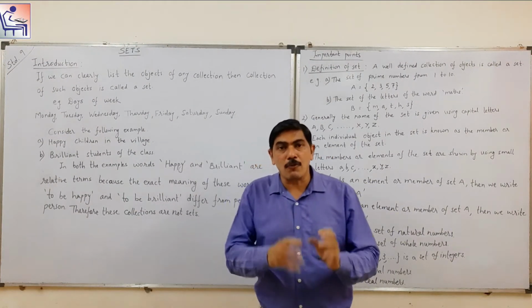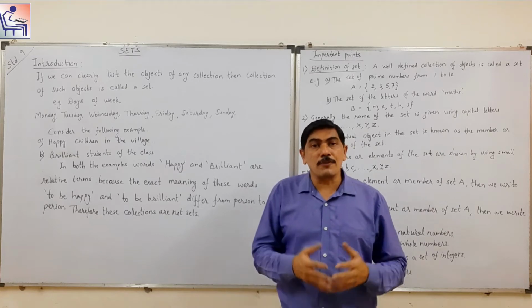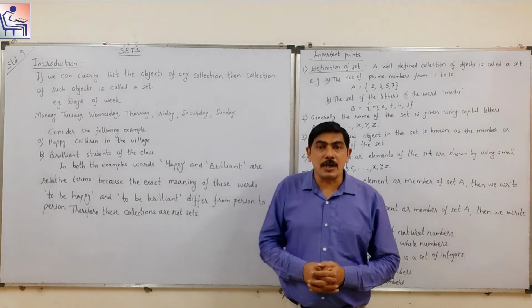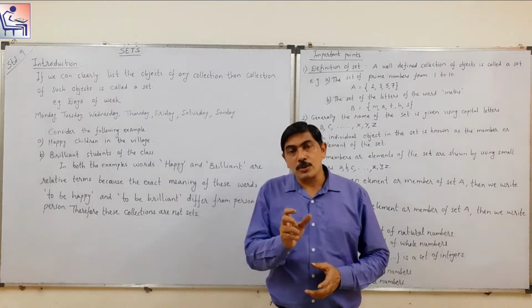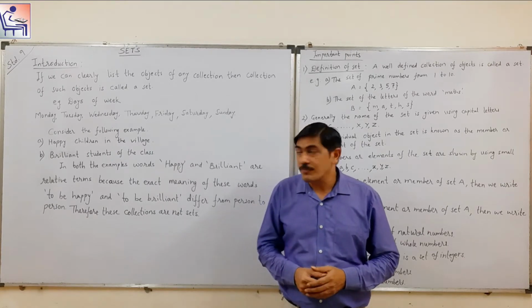If I say months of a year, you can easily say January, February, March, April, May, June, July, August, September, October, November and December. So here, you can identify the objects of that particular set.